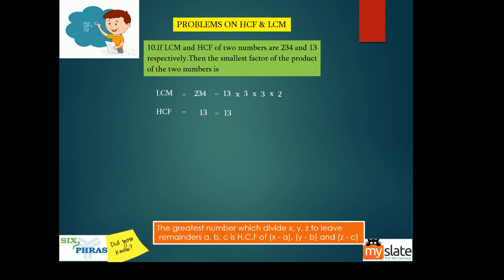Now, you know product of two numbers is equal to LCM into HCF. So, in the question, they want the smallest factor in the product of two numbers. So, product of two numbers is equal to 13 into 3 into 3 into 2 into 13. Now, the smallest factor here is 2. So, the answer is 2.